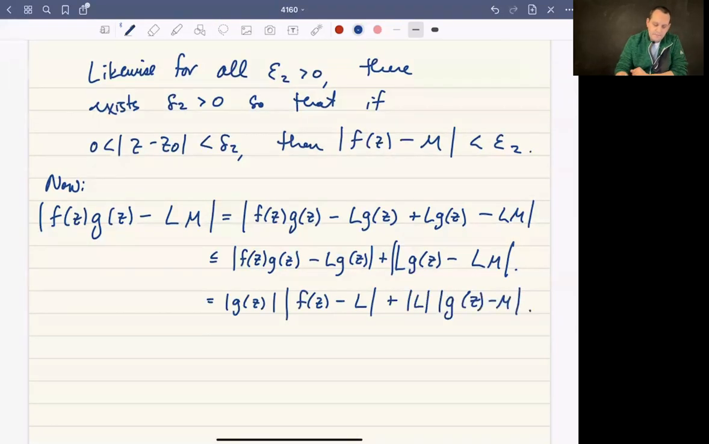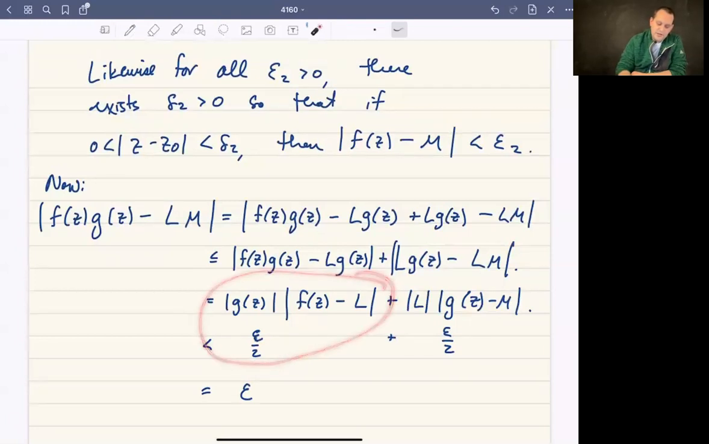Okay, and then we want this to be less than, say, epsilon over 2. We want this to be less than epsilon over 2. And if that's the case, then we win, because the quantity that we have here is less than epsilon. So what we need to do is pick our epsilon 1 and epsilon 2 carefully so that these always work out. First, let's look at just one step at a time. Let's look at this modulus of g of z times the modulus of f of z minus L.